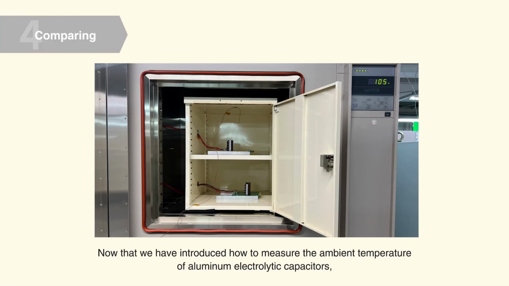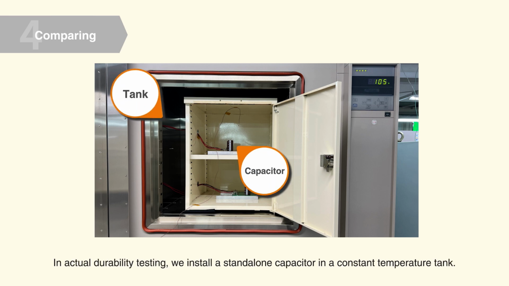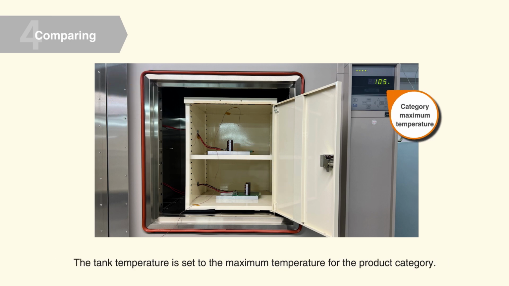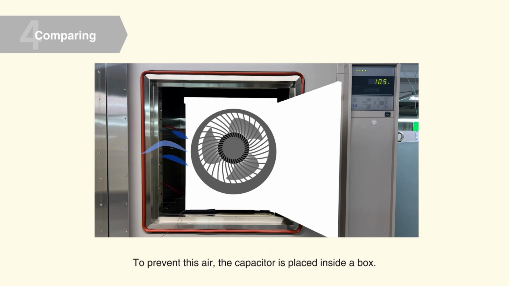Now that we have introduced how to measure the ambient temperature of aluminum electrolytic capacitors, next, let's look at how we set ambient temperatures for guaranteed durability. In actual durability testing, we install a standalone capacitor in a constant temperature tank. The tank temperature is set to the maximum temperature for the product category. A fan is used to ensure an even internal temperature inside the tank, but fan air on the capacitor is the same as forced cooling. To prevent this air, the capacitor is placed inside a box.